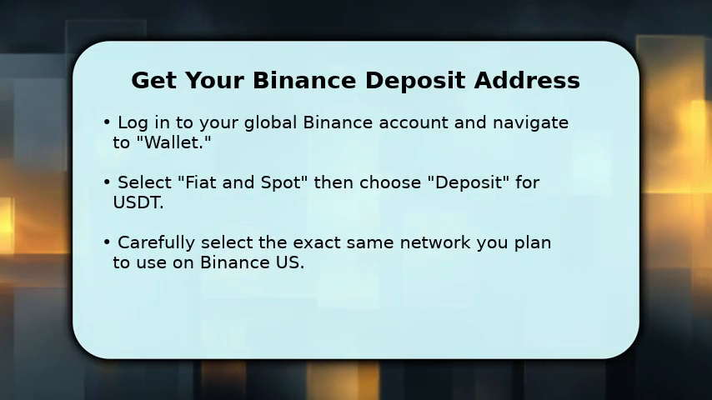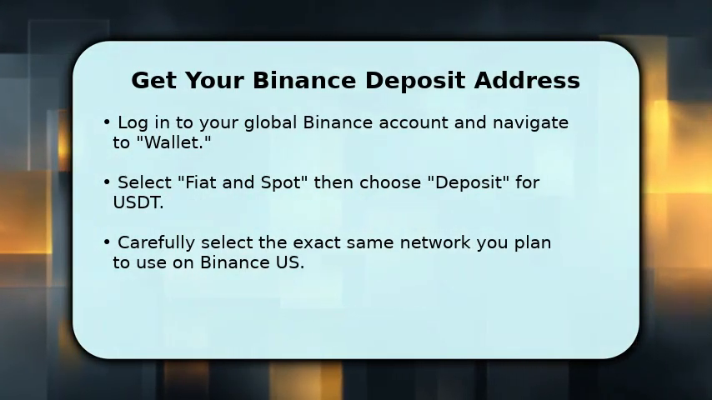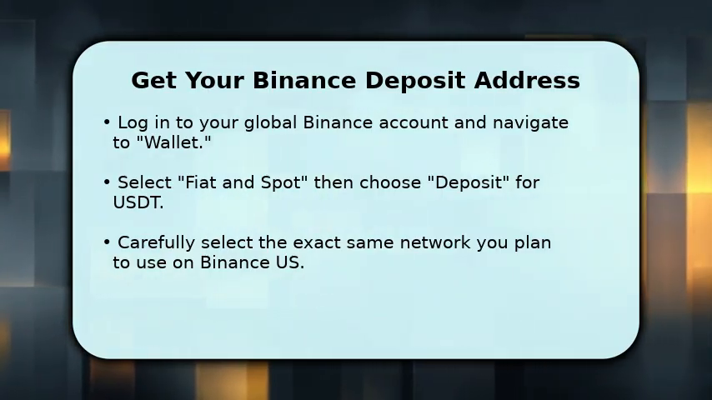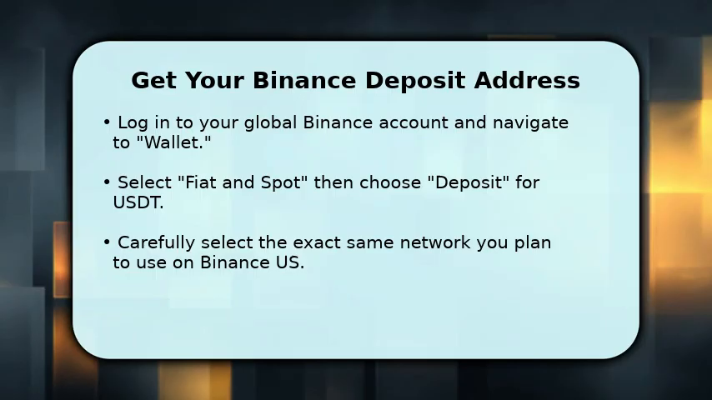Now, let's get the deposit address from your global Binance account. Log in and head over to your wallet section, then click on Fiat and Spot. From there, you'll select Deposit and search for USD.